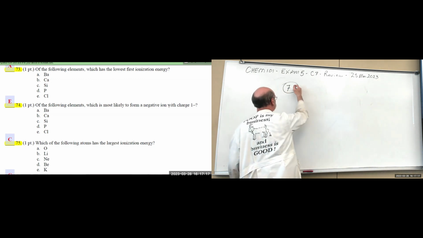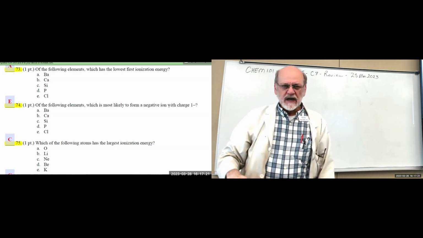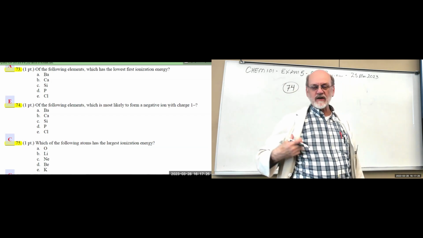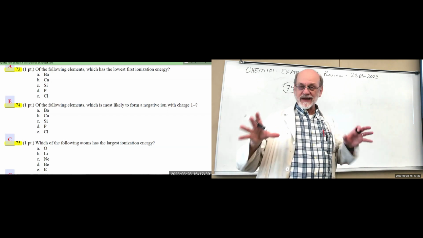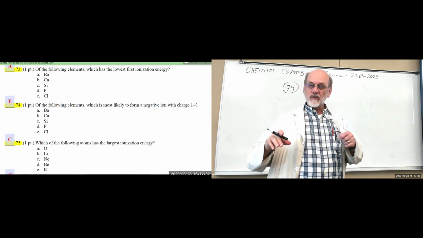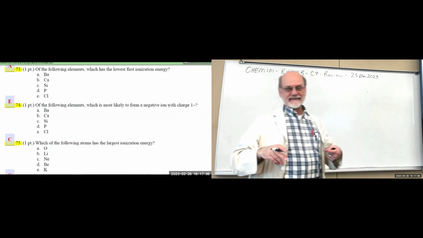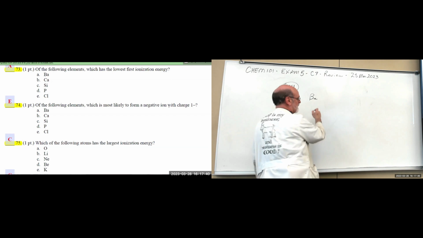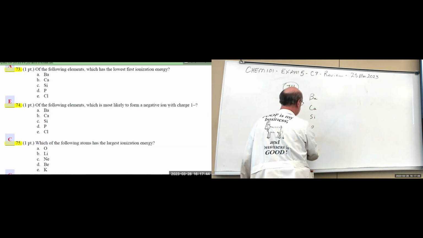74. Of the following elements, which is most likely to form a negative ion with a 1- charge? So the same elements, but now we're looking for which one is most likely to form a -1 charge. Okay. Let's write these out. Barium, calcium, silicon, phosphorus, and chlorine.